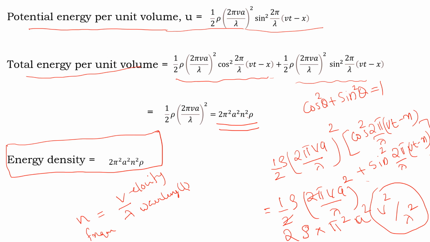That is, the energy density depends on the amplitude, the frequency and the density of the medium in which the wave is moving. Energy density is equal to 2 pi square a square n square rho. It does not depend on the position x and the time t. And this is the expression for the energy density of a plane progressive wave.